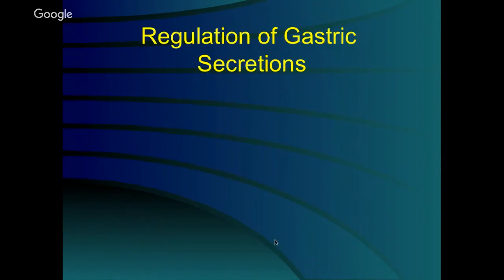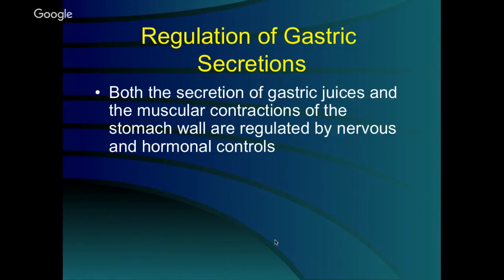So one of the things we have to think about is, how do we control these secretions of the stomach, the acids and the enzymes? We don't want to be making them when we're not using them because that's wasteful and irritating to the stomach lining. So you only want to be making them when you need them. And so how is this controlled?